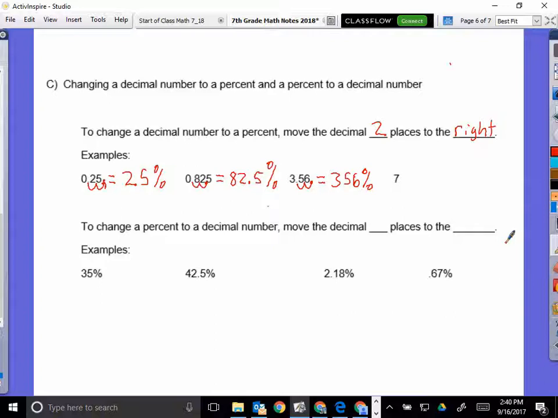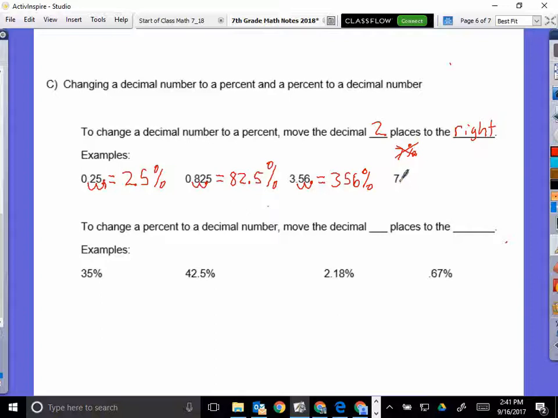Now what about this one, this 7 all by itself? A lot of people would look at this 7 and be like, oh, we can just make that 7%, right? No, I'm sorry, we can't do that. It's not that simple. We can't just make it 7%. We do have to move the decimal, but there is no decimal.